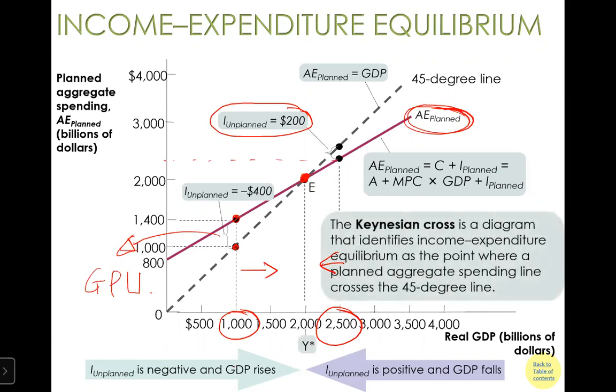And this point, this cross, we have a name. This is called the Keynesian cross. This Keynesian cross is also used to denote this diagram, a diagram that identifies income expenditure equilibrium as the point where planned aggregate expenditure crosses the 45 degree line. This 45 degree line is just a mathematical representation, so these two must equal each other. This purple line is the economics we studied, showing how expenditure varies with real GDP. And finally, these two cross each other.